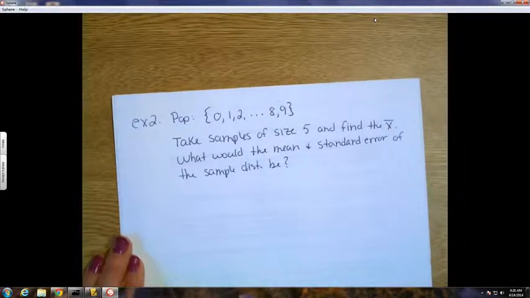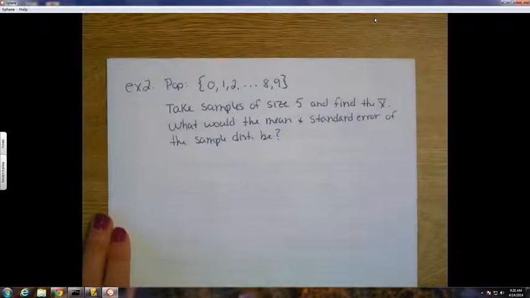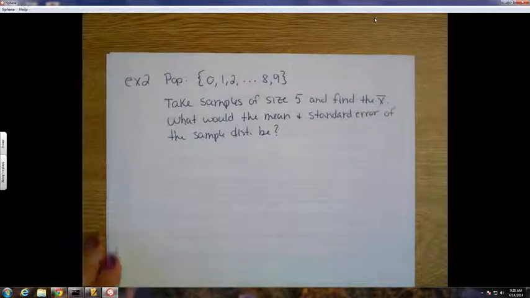What would the mean and standard error of the sampling distribution be? Okay, so we don't want to write down all sets of 5, find the average of those 5 and type them on a list. That was a whole lot of work that we don't need to do. What's the shortcut going to be for this? What do I have to do?